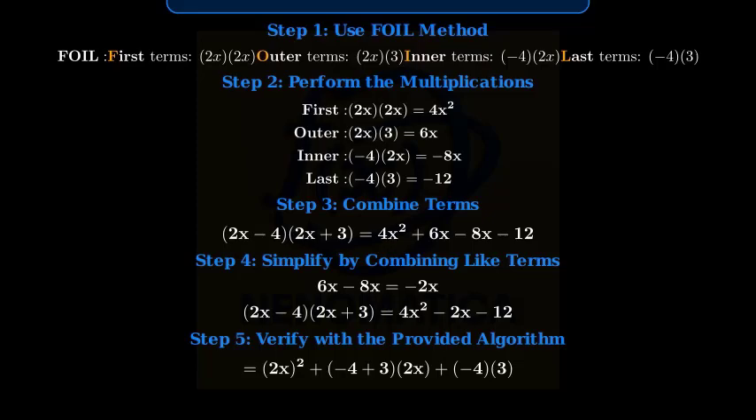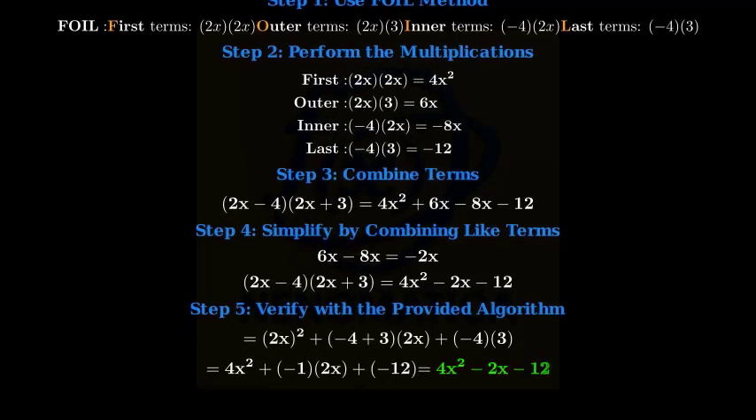Let's simplify the algorithm expression to confirm our answer. We get 4x squared minus 2x minus 12, which matches our final answer.